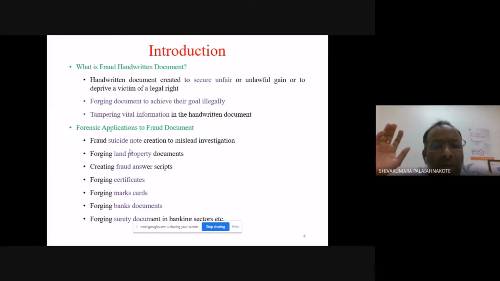But as a researcher, I don't want to go that way. Without taking help of a forensic team, is it possible to say that this is a genuine document and this is a fake document? How is it possible? So that is actually the application here.